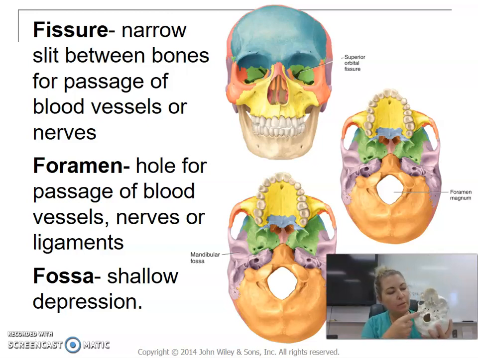And then the fossa, also on the bottom, it might be hard to see, but this is actually the mandibular fossa, which is where the mandible will articulate, or it just kind of sits in there. You can see there's this little condyle that sticks into that mandibular fossa.